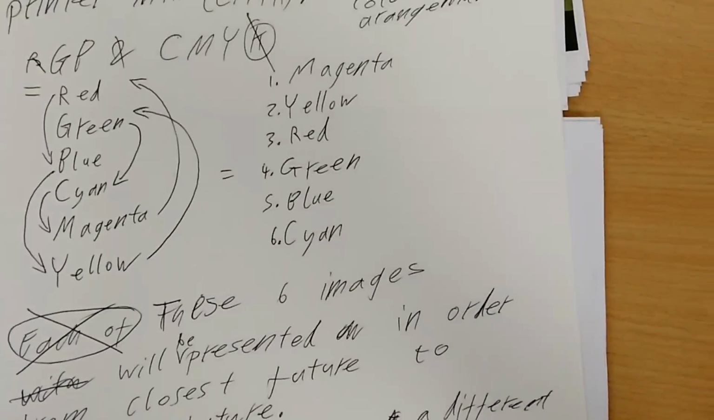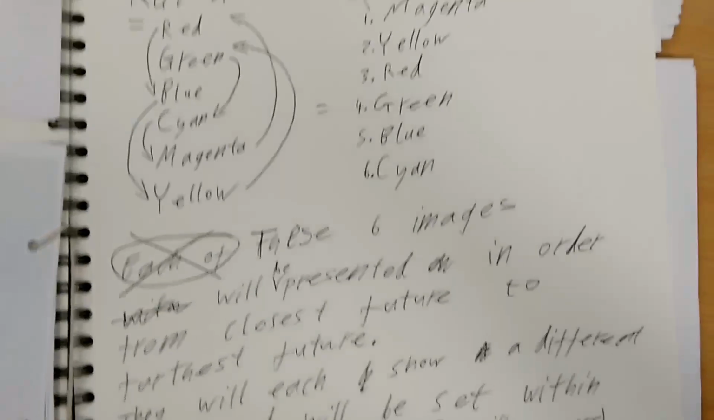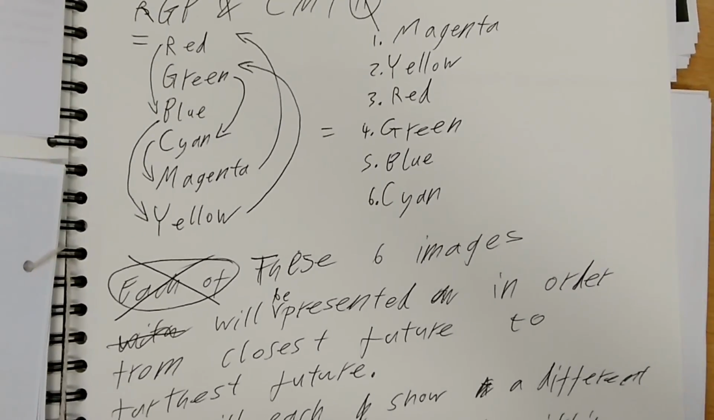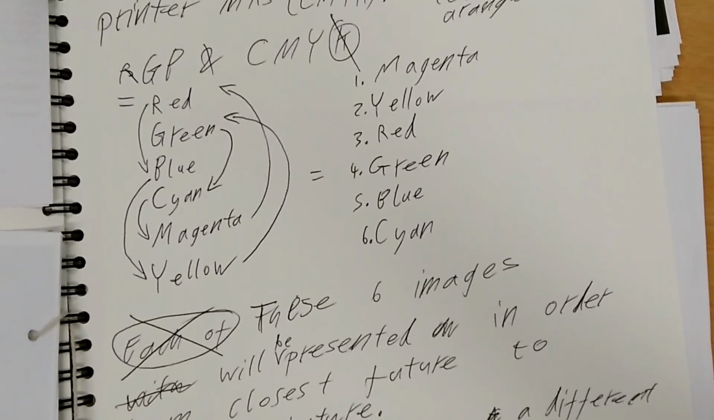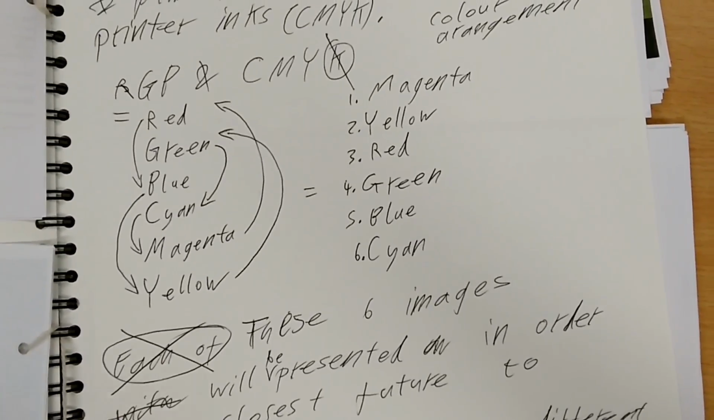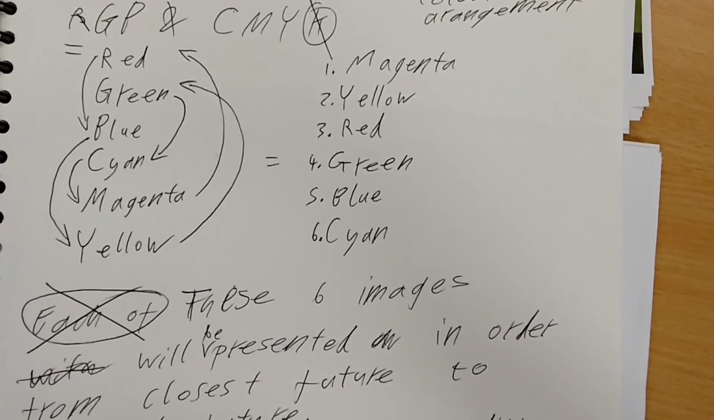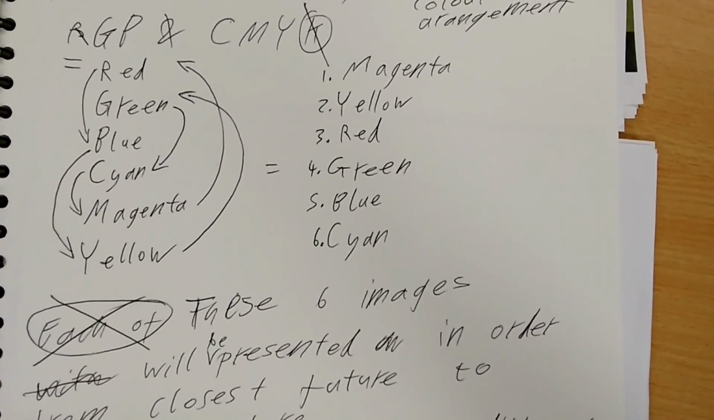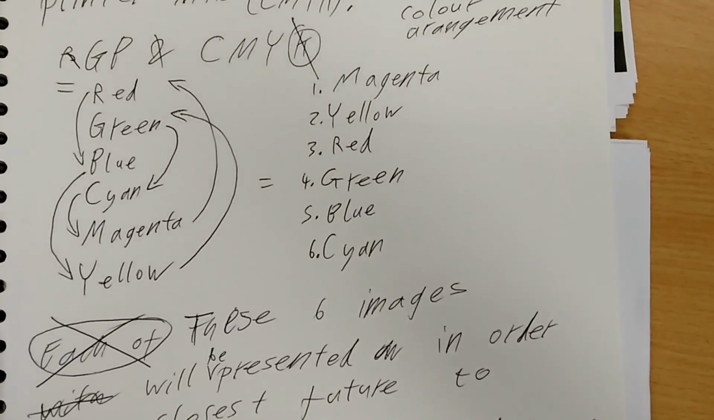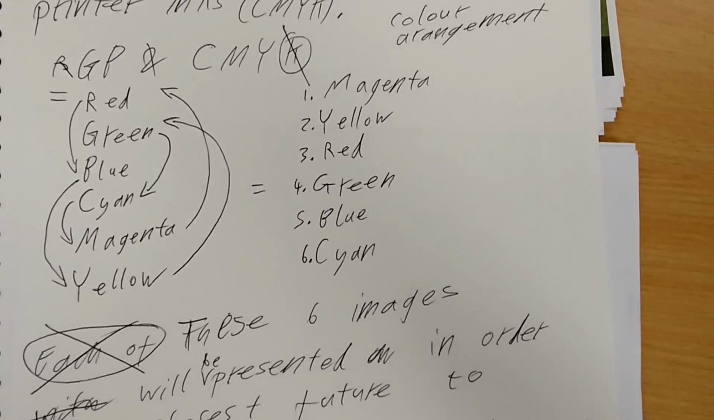RGB is the system used for light colors, or colors coming out of your computer screen, or the colors you see with your own eyes. It's mostly reds, greens, and blues. Those are the main ones, and then to create other colors, it combines these.